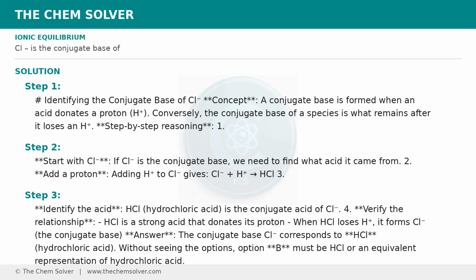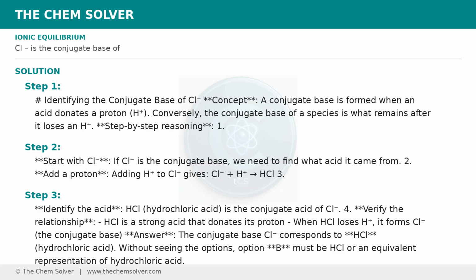Identifying the conjugate base of Cl⁻. A conjugate base is formed when an acid donates a proton, H⁺. Conversely, the conjugate base of a species is what remains after it loses an H⁺.